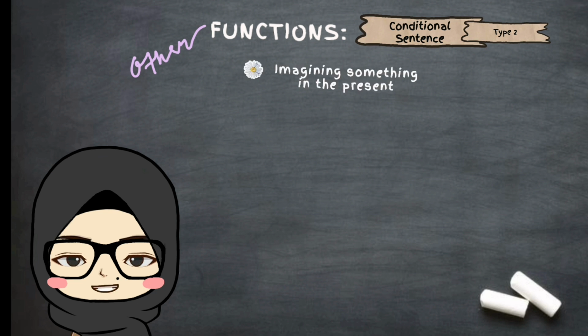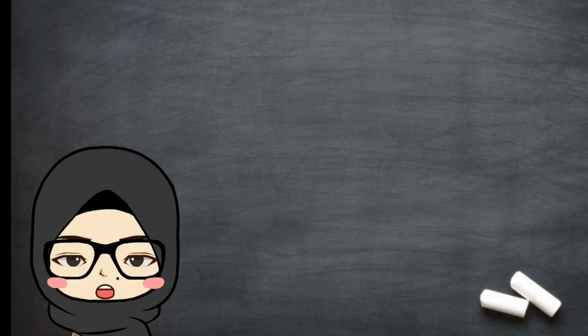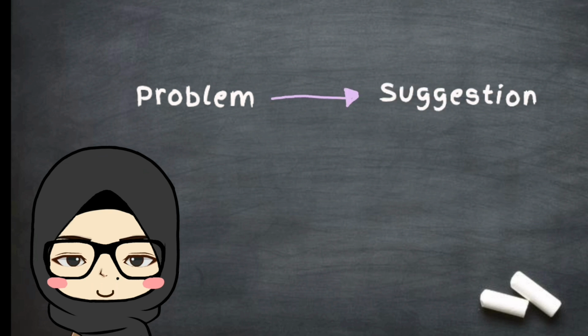Other than for imagining something in the present, conditional type 2 can also be used when you are trying to suggest something for your friend, or maybe you want to suggest something for others. Usually, the typical sentence used is, "If I were you, I would." Maybe your friends have told you that they had some kind of problem, and you might come up with a suggestion.